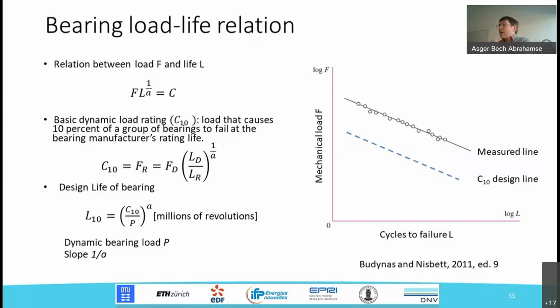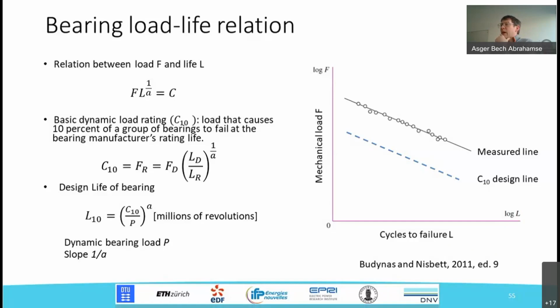But what the bearing manufacturers are then doing is saying, in order to ensure that 90% of all the measurements of the fleet, or all the tested bearings, are above the design line, we will move the design line further down compared to what we fitted to the data. So this is the measured mean value, but you should imagine there's a normal distribution of the numbers, and now we're moving this down in order to get 90% of the measurements above and only 10% below. And this ends up in a bearing life equation that looks like this.